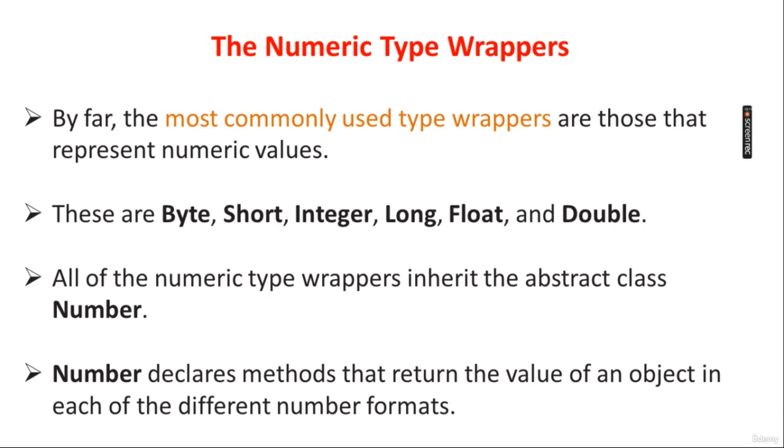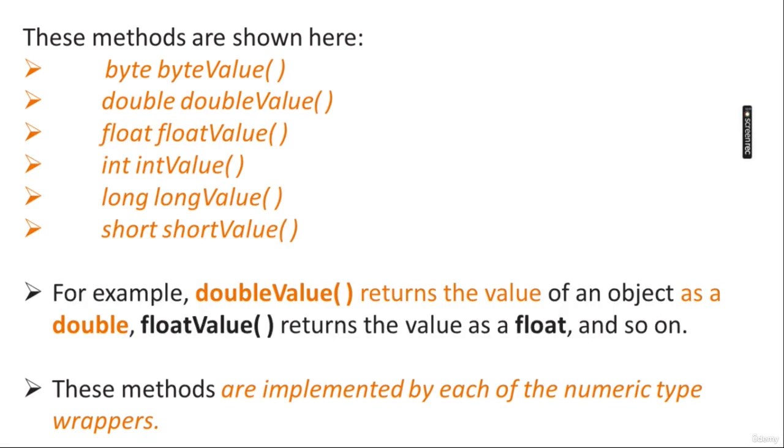Okay, if I want to get the value of a particular object in byte format, in short format, or in float format, Number has already defined the methods, which are not implemented there, and those methods are implemented in all those classes particularly. In Byte, it will give me the byte representation of that number. Short will give me the short representation. Integer will give me the integer representation, and so on. The methods are byteValue, doubleValue, floatValue, intValue, longValue, and shortValue.